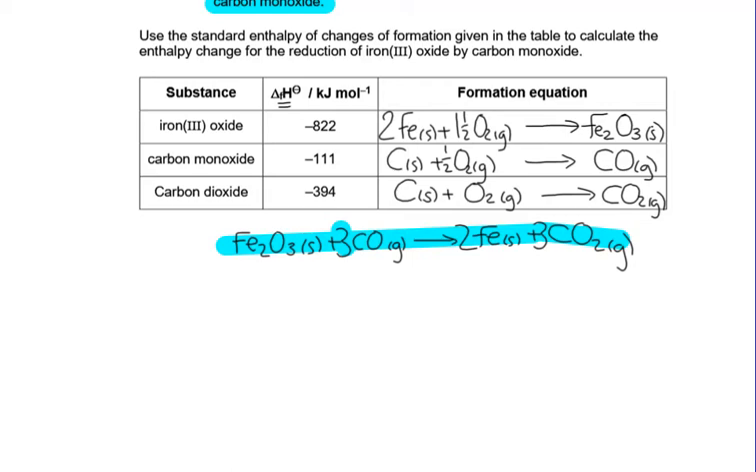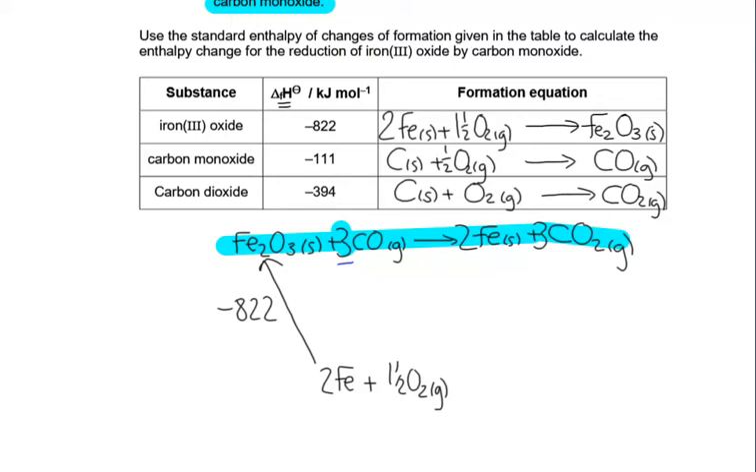Now the first equation we've got points to Fe2O3. So the first equation on our table has an arrow and it points to that. And it comes from 2 Fe's and 1.5 O2's. And that arrow is worth minus 822. The second number I've got points to a CO, and I've got a CO here. I've got 3 of them.